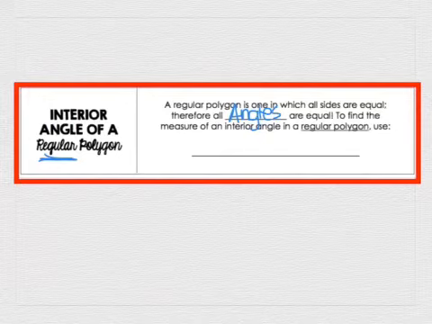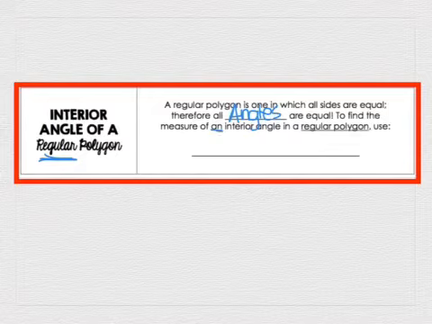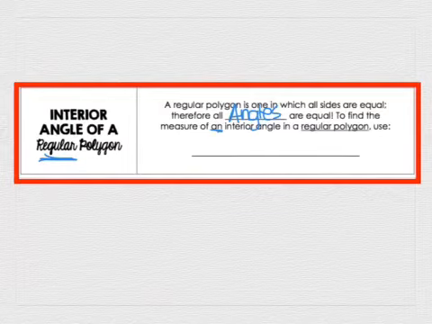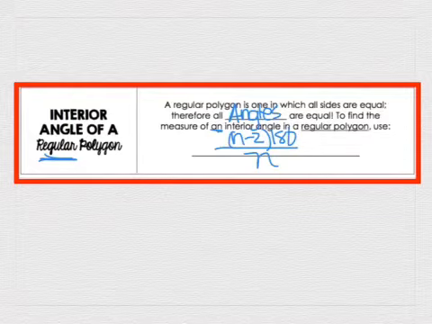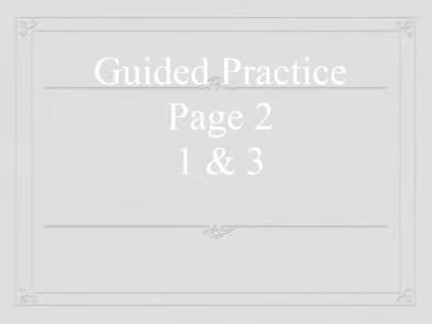Now, if we want to find the measure of one interior angle in a regular polygon, this is what we're going to use. We are going to use (n - 2) times 180, and then we're going to divide it by the number of sides. So we're going to take the total and divide it by the number of sides. We're going to start some guided practice. From page 2, we'll do problem number 1 and problem number 3.